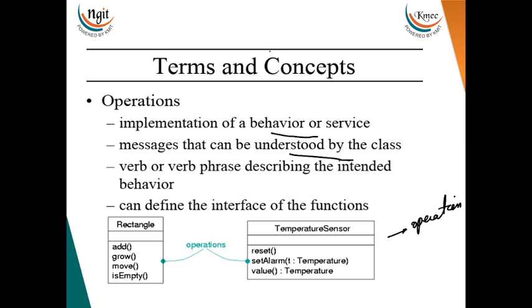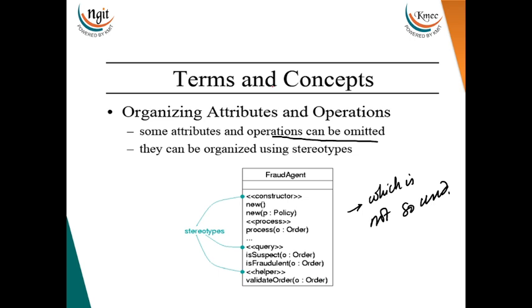Then the terms and concepts: what are the operations which can be implemented? Implementation of it is nothing but behavior, that is the dynamicity, and the message can be understood, like add, grow, move, empty. These are all operations, or I can give a meaningful definition also. Correct? Reset, set alarm, T equals temperature, volume, value, what will be the temperature of it. Again, terms and conditions, organization, attribute.